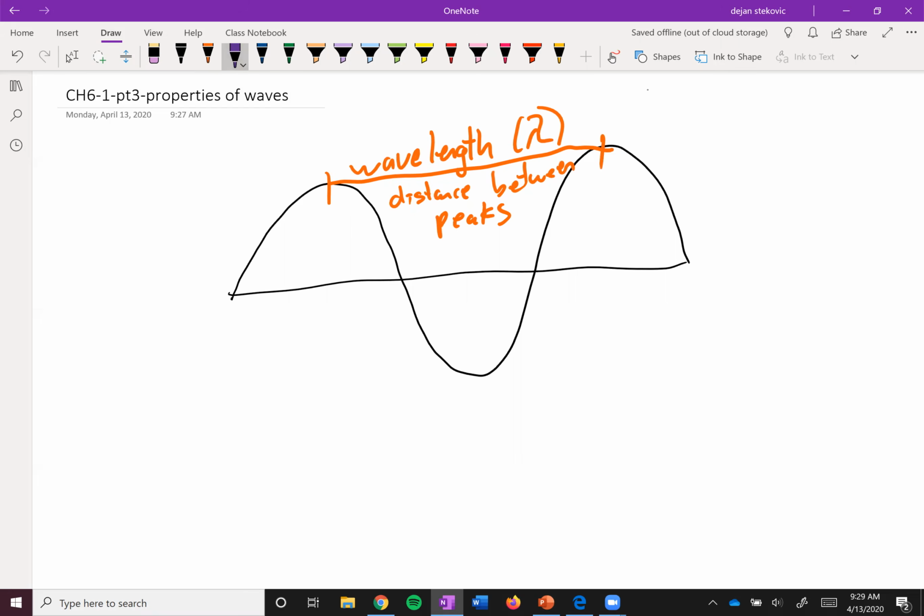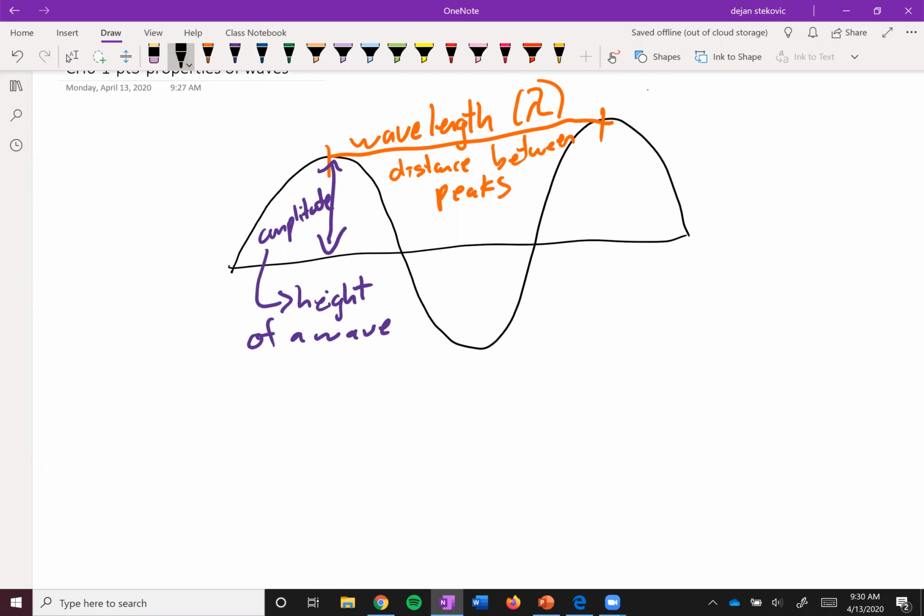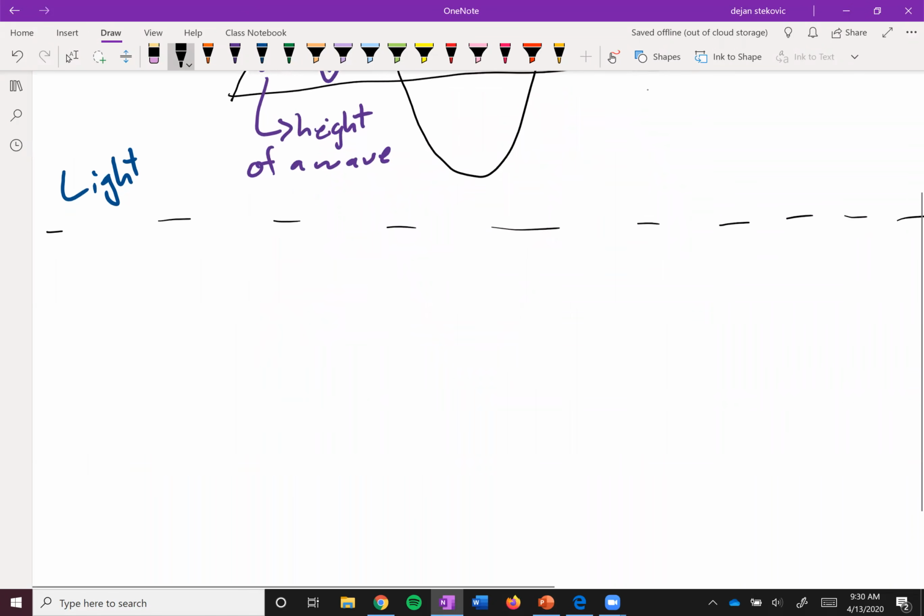That's the first property of a wave. And then the second property of the wave is the amplitude. And so the amplitude is the height of a wave. So those are the two main properties of a wave that determine what kind of thing it is here, right? And what we're really talking about here is light. So we're going to focus our discussion on a wave of light.